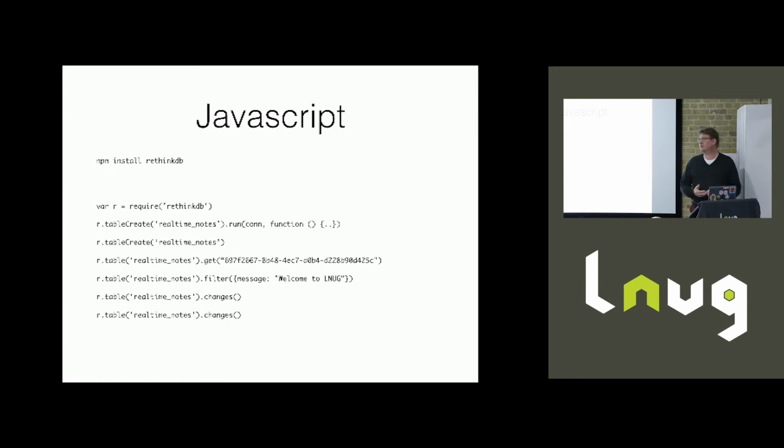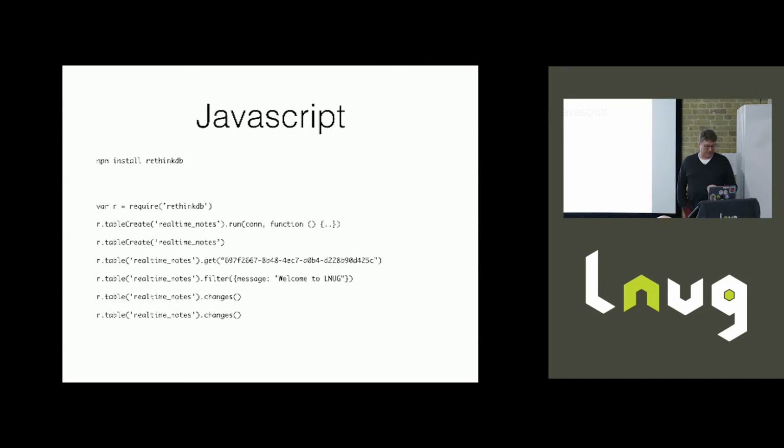On the Node side, to install it, you just do the npm install in a normal way. In your project, you would require rethinkdb. It seems traditional to call it r, as r means RethinkDB. And then, for example, to create a table, you just do your normal r.tableCreate. The language is quite obvious. You pass in a connection, and you get a callback when it's completed.